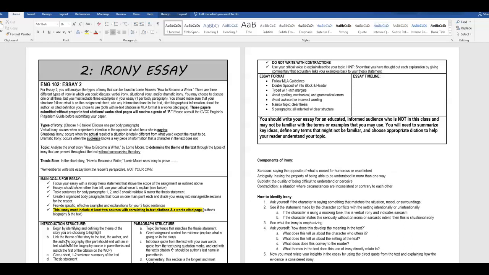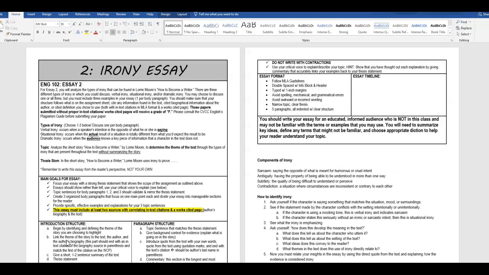You may choose to discuss one or all three, but you must include three examples in your essay. So you can do two verbal and one dramatic, or one of each. I don't care how you split that up. You have to have three examples, and you must also cite what kind of irony it is, and we'll talk more about that when we get to the How to Write document.